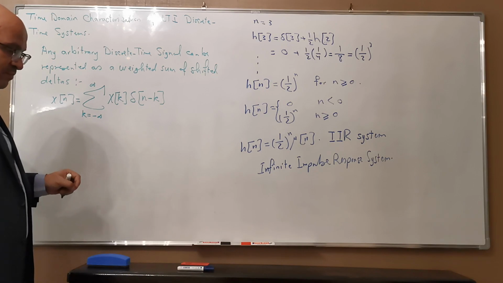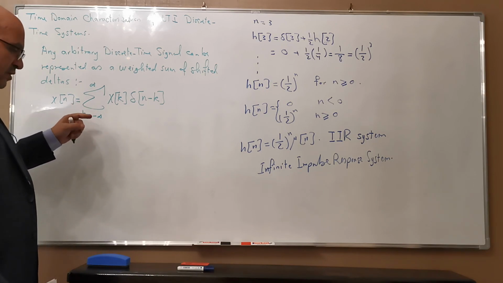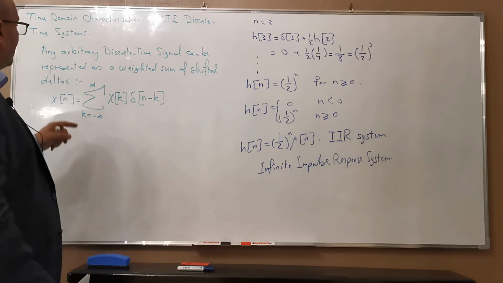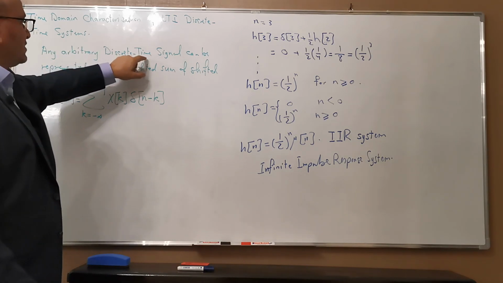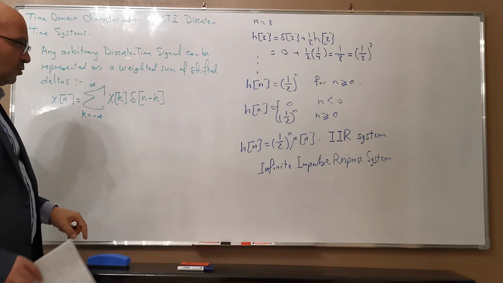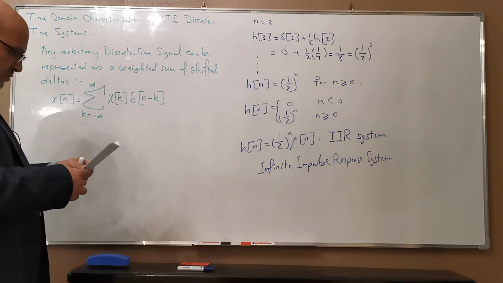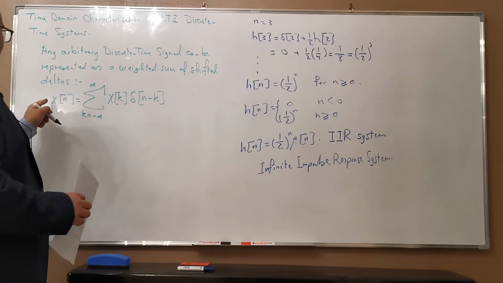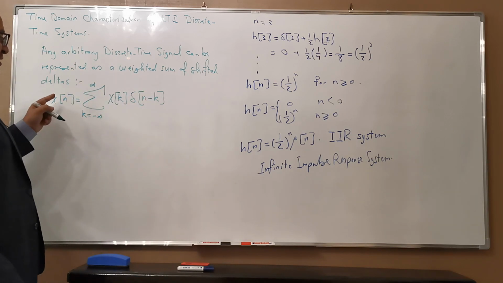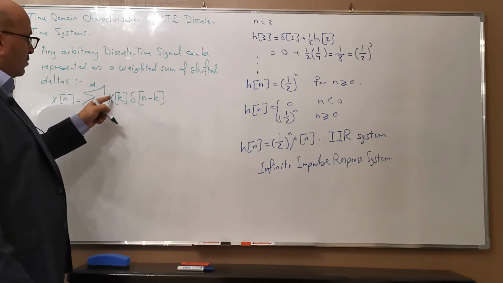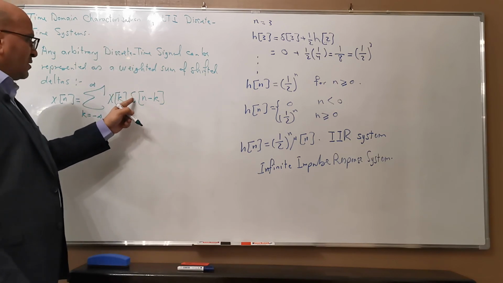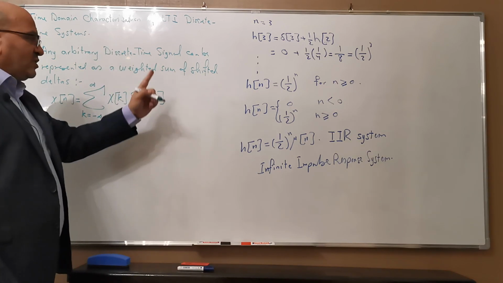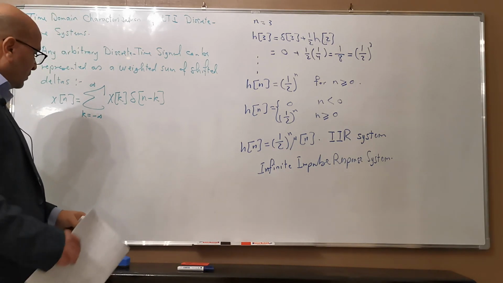Go to the representation of any arbitrary discrete time signal, and you can see how we got this equation. Okay, now, any x of n can be represented as a weighted sum of deltas. Those are the values, the weights of the stems, and the delta is the location where the stem is.